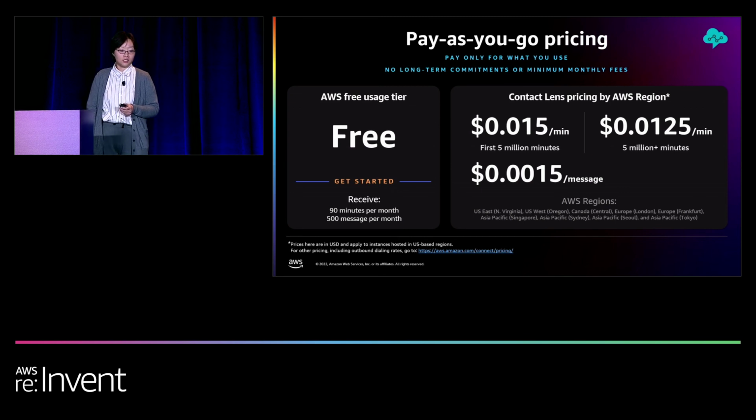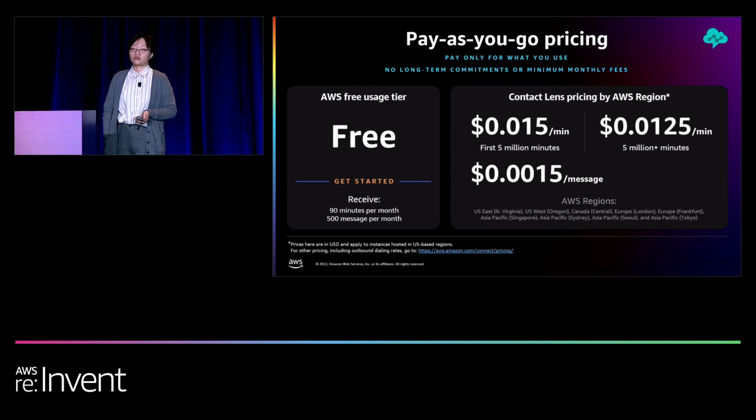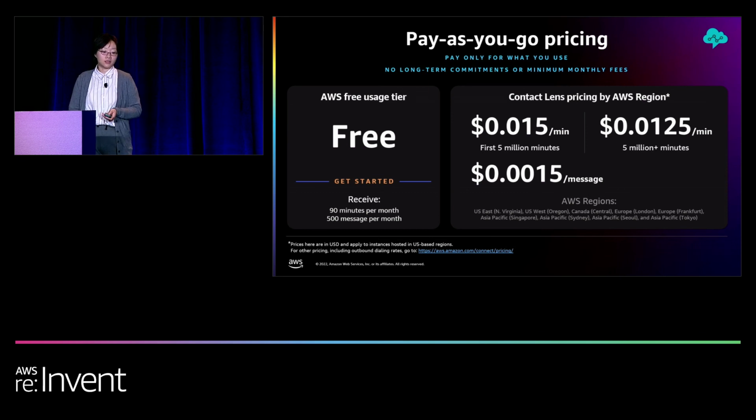To allow you to get started and test Contact Lens before you implement that in your production environment, we offer a free tier of 90 minutes for voice conversations and 500 messages for chat conversations on a monthly basis. This free tier is exactly the same as the voice and chat channels for Amazon Connect, so that you can try out Contact Lens when you test Amazon Connect.